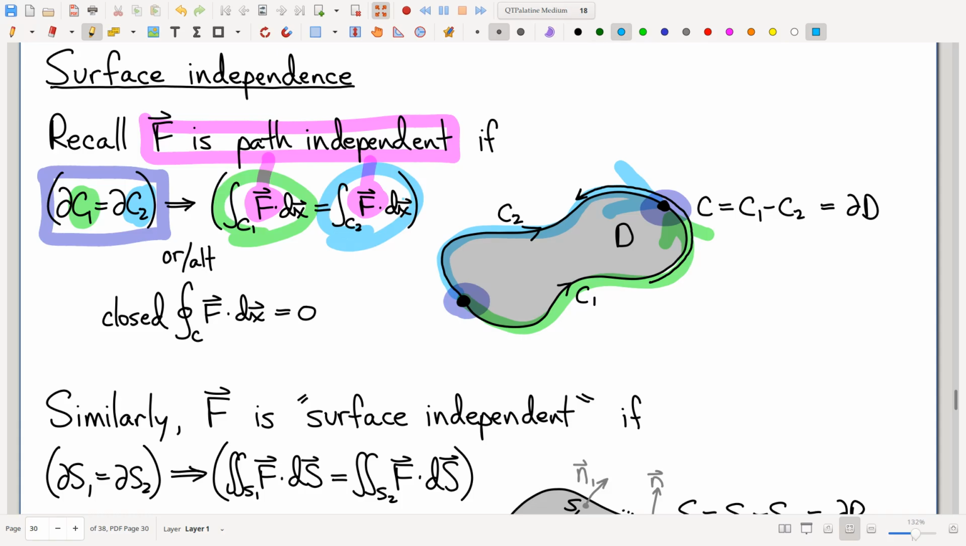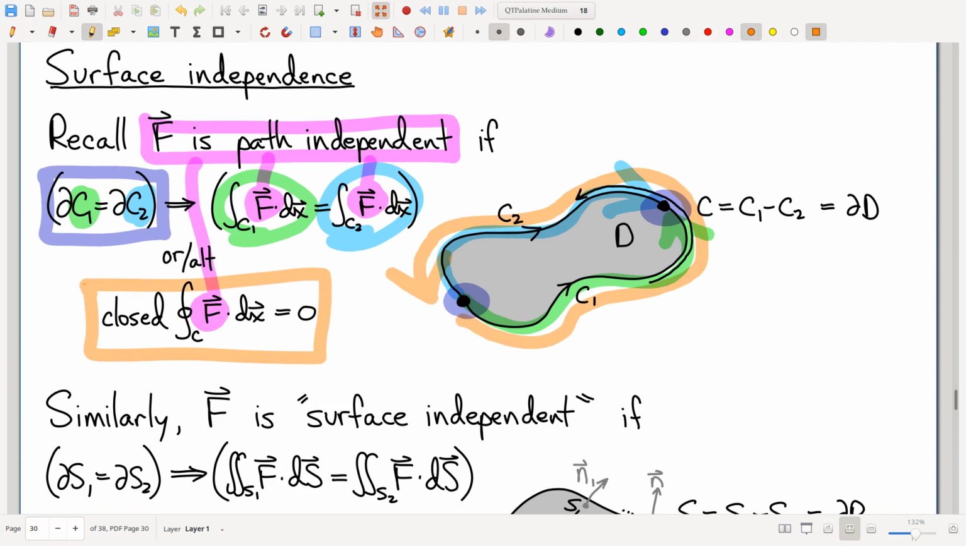And again, restriction, these two curves, C1 and C2, have to start at the same point, have to end at the same point, so they have to have the same boundary points, in other words. Okay, now another way to say it, same thing, is a vector field is path independent if when I look at the whole curve going all the way around, that closed line integral is 0.